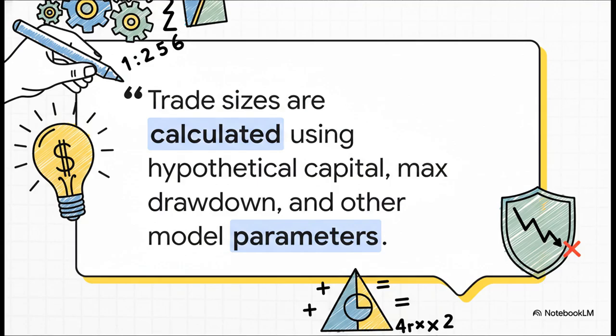So I'm just going to read this next part directly from the source. Both trade sizes are calculated using the hypothetical capital, the investor's maximum allowed drawdown, the third triangle domain percentage, the risk coefficient, and the contract size. So as you can hear, it's a very strict formula-based approach.